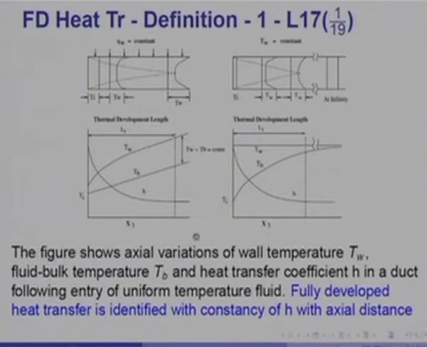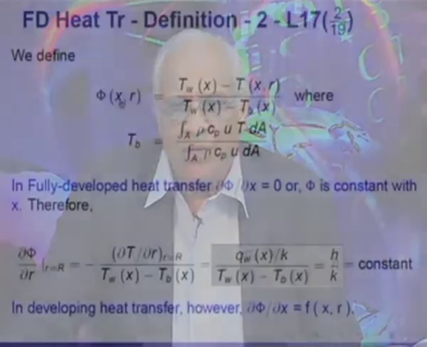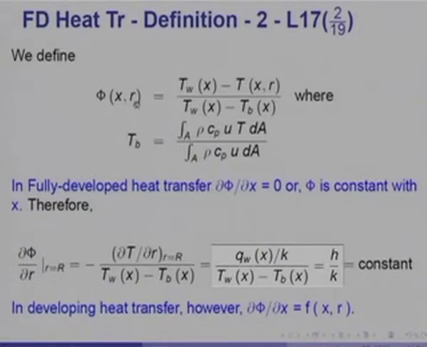What does this imply for the temperature? So, we define, for example, phi as a function of x and r, in the case of a circular tube, as (T wall(x) minus T(x, r)) divided by (T wall(x) minus T bulk(x)). Now, T wall and T bulk can only be functions of x, where T bulk is of course the integral of rho Cp u T dA divided by the integral of rho Cp u dA, where dA is the area of cross section.